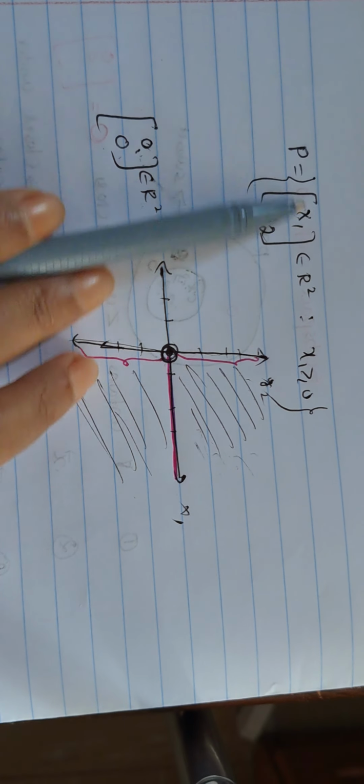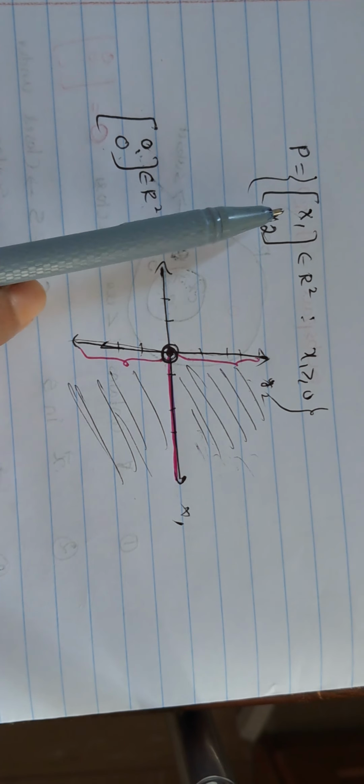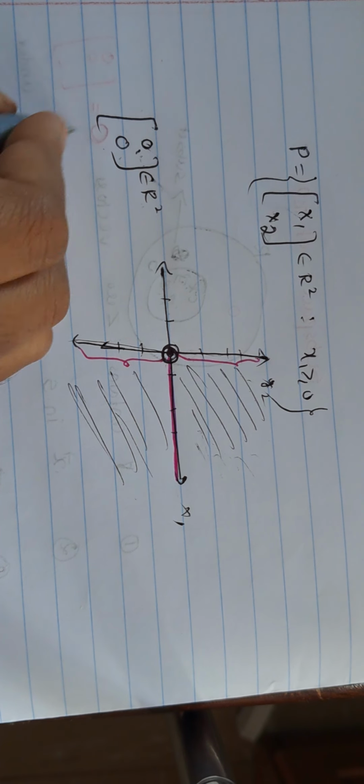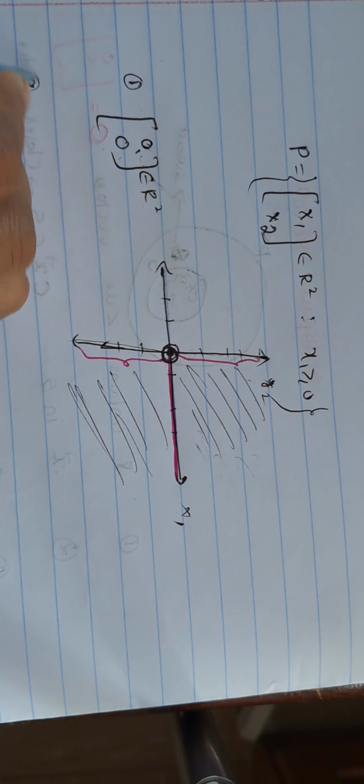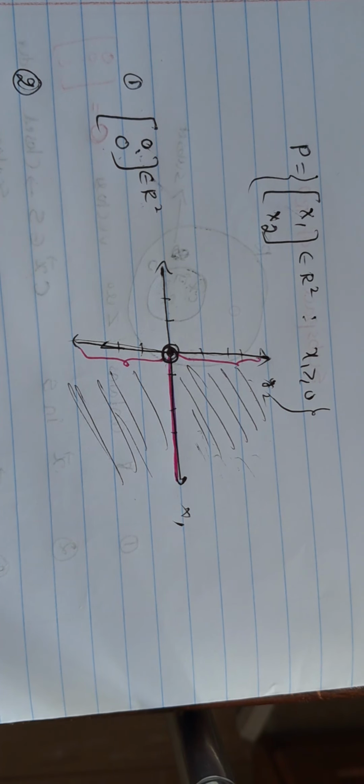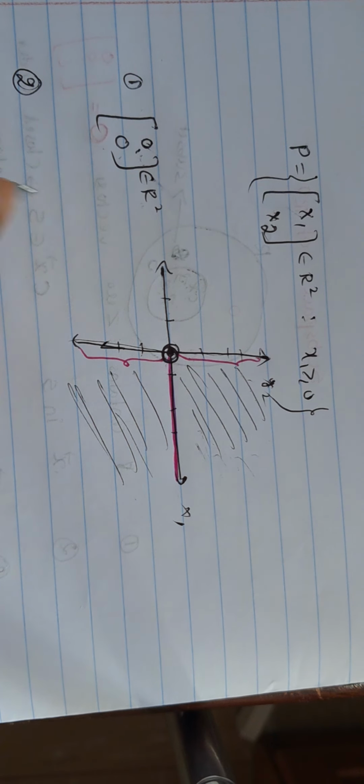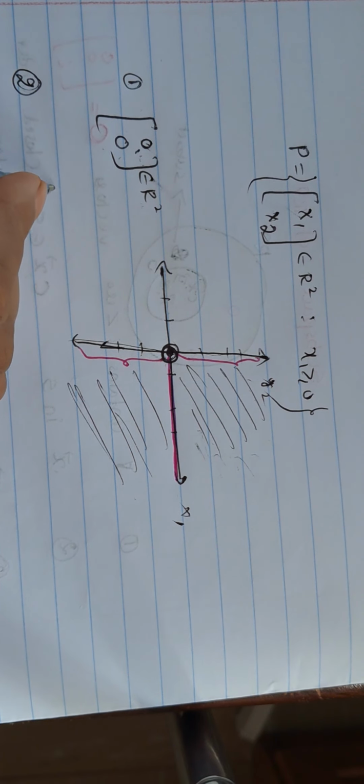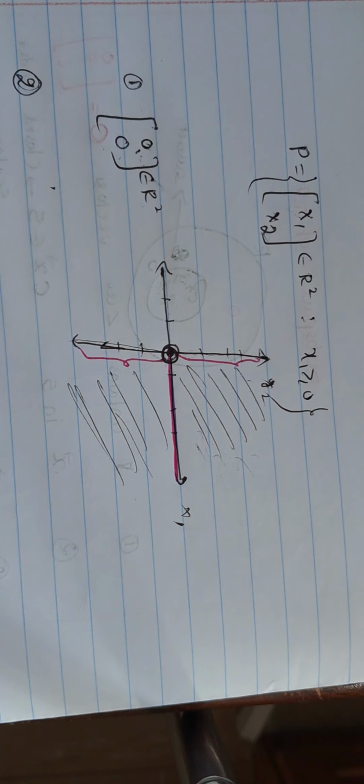You can see that this also is a part of the set P. So 0, 0 belongs to P. That is our first condition, and it is obeying. The second condition is to check whether it is closed under scalar multiplication. For that, let us consider a vector and check whether it is closed under scalar multiplication or not.